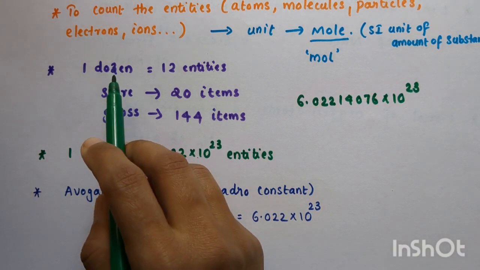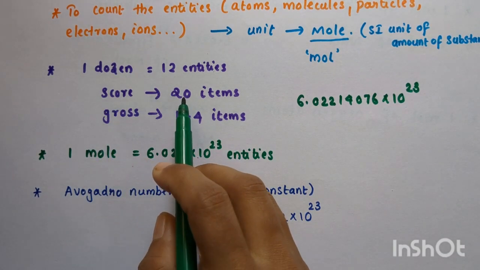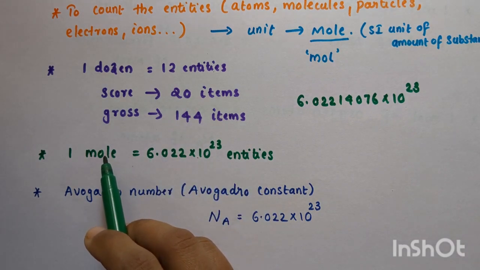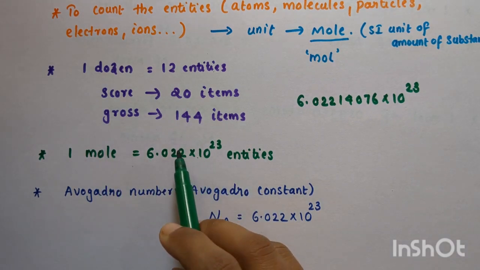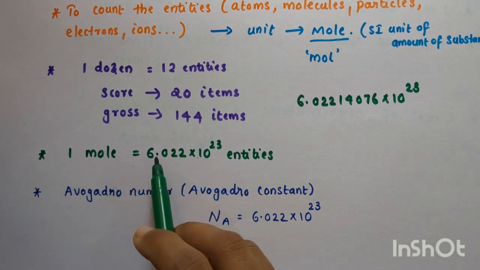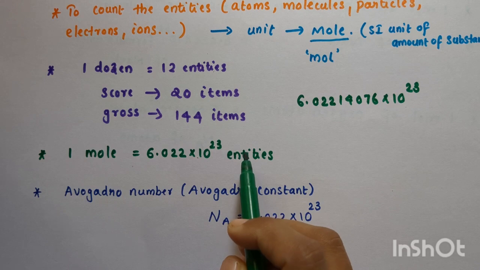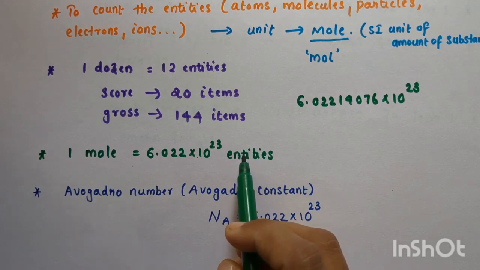See, dozen, its numerical value is 12. Score, its numerical value is 20. Similarly, mole is also a number. Its numerical value is 6.022 into 10 raised to 23. So 1 mole is equal to 6.022 into 10 raised to 23 entities. These entities can be atoms, particles, ions, molecules, etc.